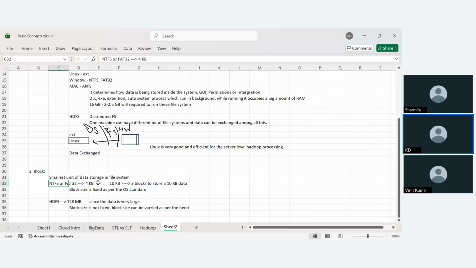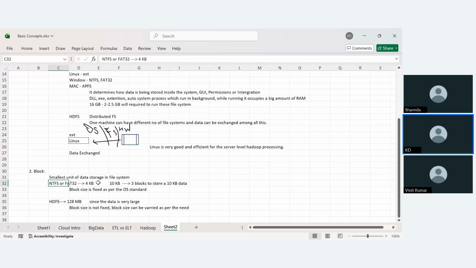And as soon as the block size increases, in the same way the data size is also getting increased. Sorry, how do we increase the size of HDFS? Right now I'm not talking about how we are increasing the size of HDFS.